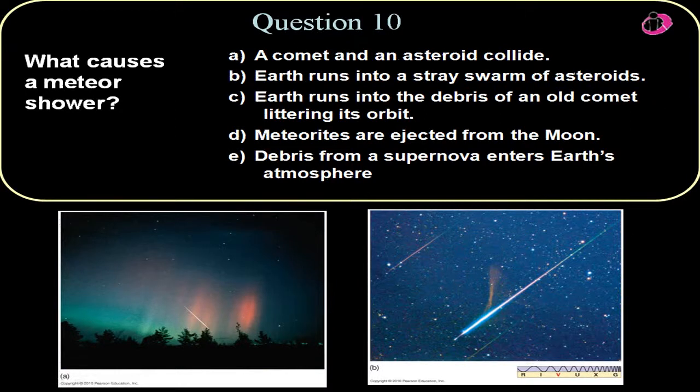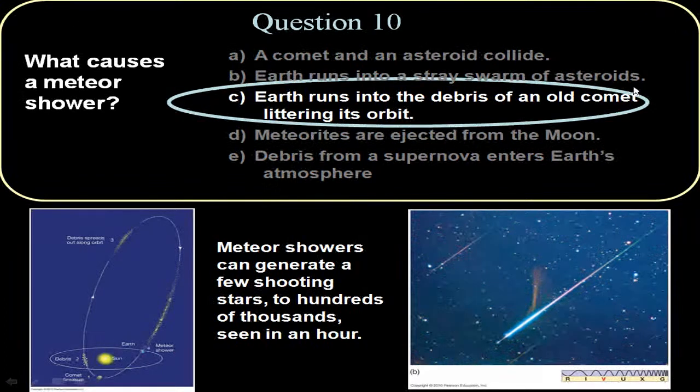What causes a meteor shower? Well, meteor showers occur at the same time every year as the Earth follows its orbit through a now defunct path of a comet. So as you go through the debris of an old comet that is in that orbit of the Earth, it will fall down through the atmosphere of the Earth and you get a meteor shower. That's why they always occur at the same time every year. So the answer is Earth runs into the debris of an old comet littering its orbit.